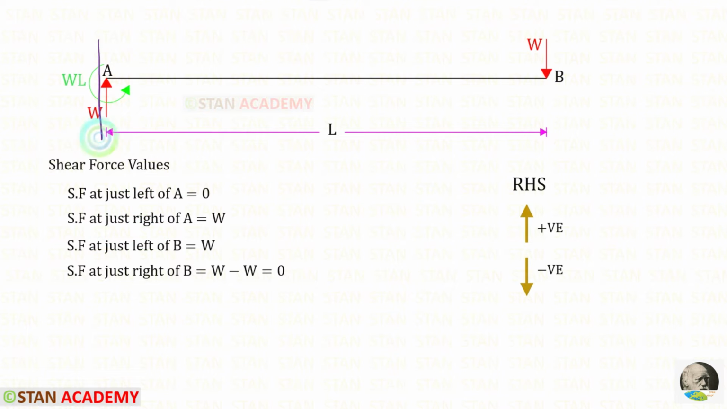At just left of A, there is nothing. So the shear force at just left of A will be 0. At just right of A, we have the vertical reaction W. It is acting upwards, so it will be positive. At just left of B, only we have Ra. At just right of B, we have Ra and the load W. The load W is acting downwards, so it will be negative. So the shear force at just right of B is 0.